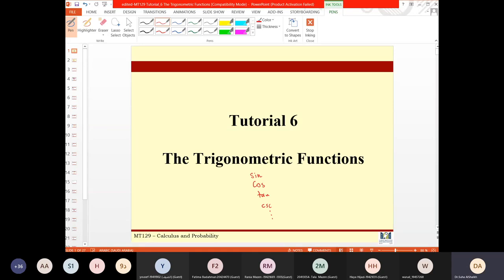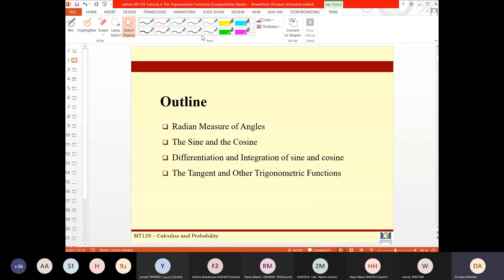We're going to define them. We're going to know the basic rules of the trigonometric functions. And then we will talk about how to differentiate and how to integrate the sine and the cosine function, and how to differentiate and integrate the tangent function, and the other trigonometric functions.